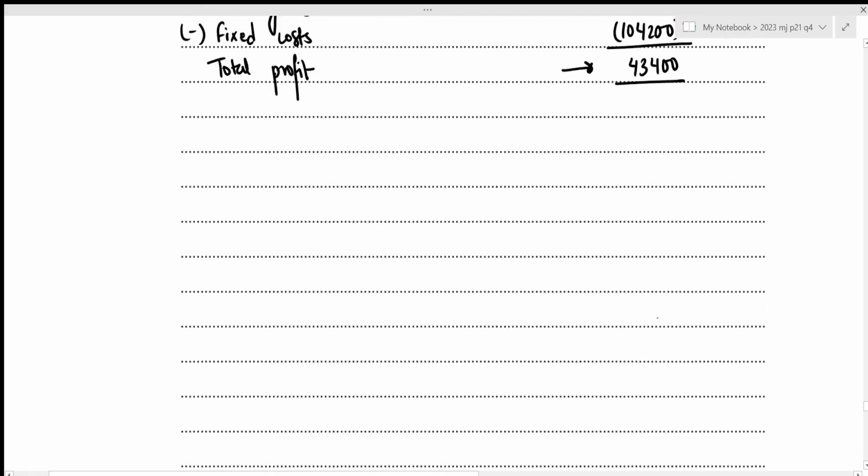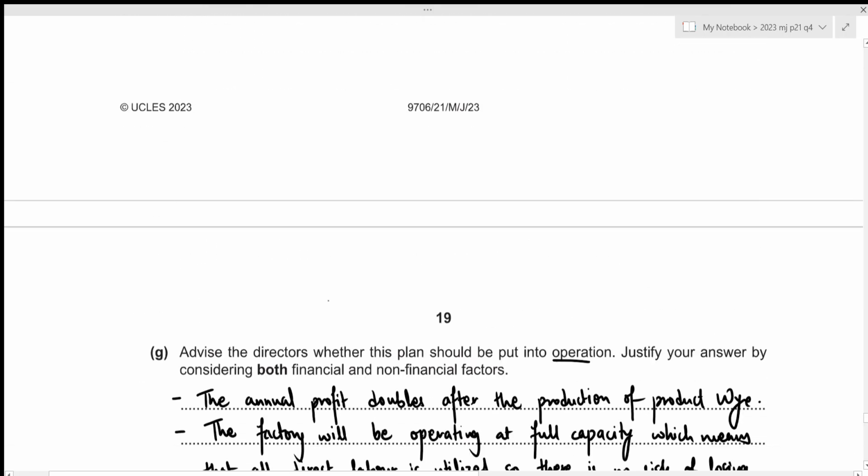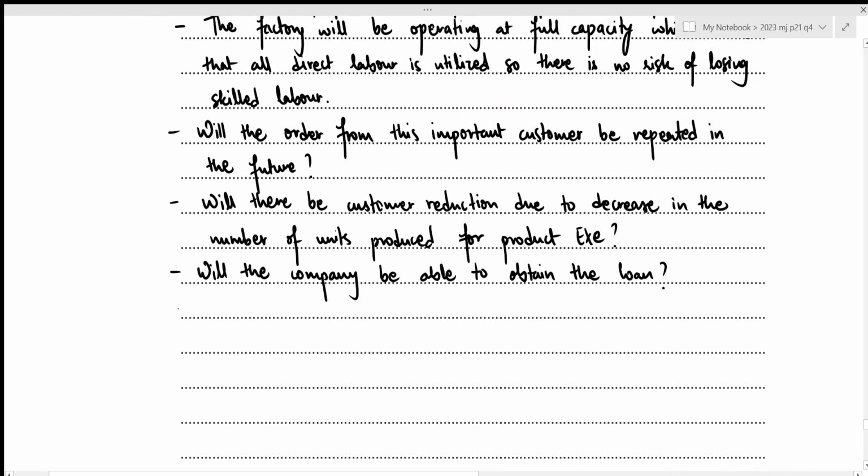And this loan is required in order to finance the purchase of new machinery. So if it's a new machinery, we're not really sure whether or not the existing labor force will require any sort of new training, and that will result in an additional cost. So we need to consider that factor as well. So will there be any additional training costs?